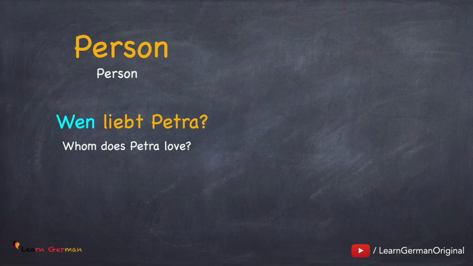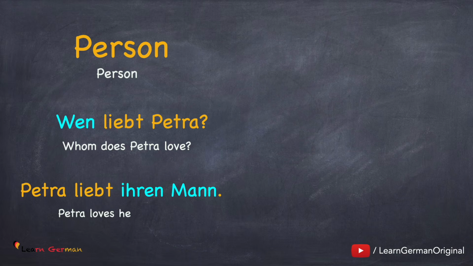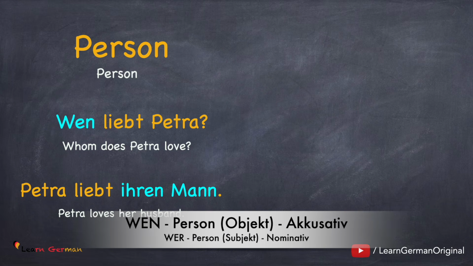Person. Wen liebt Petra? Petra liebt ihren Mann. The object here, ihren Mann, is in Akkusativ, so the question is, wen liebt Petra? If the question is wen, then the answer will be in Akkusativ and the object will be a person. Or in simple conclusion, wen is the accusative form of the question word wer, used for persons, and in this case, objects. Coming to the next one.